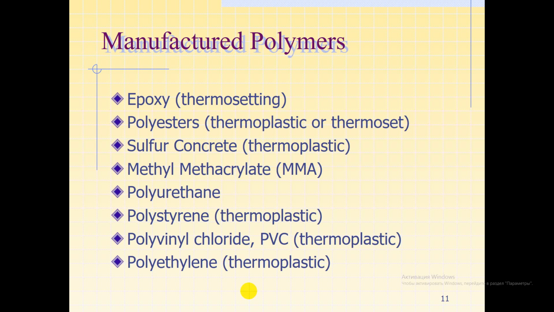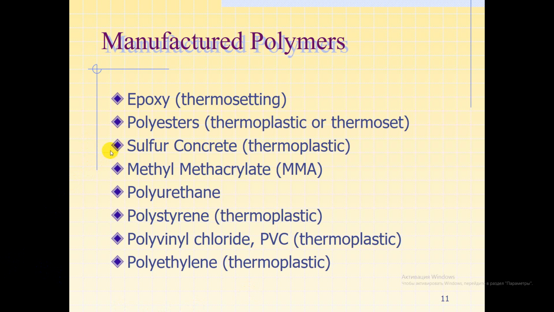Synthetic polymers are derived from petroleum oil and made by scientists and engineers. Examples of synthetic polymers include nylon, polyethylene, polyester, Teflon, and epoxy. Natural polymers occur in nature and can be extracted.